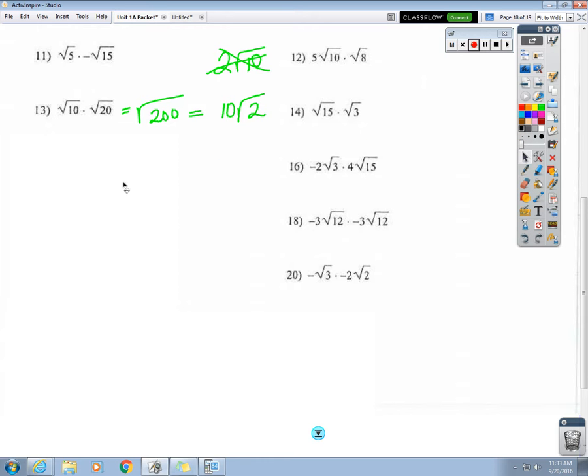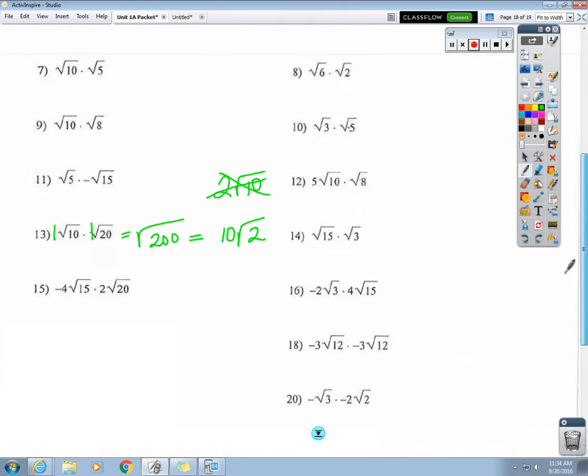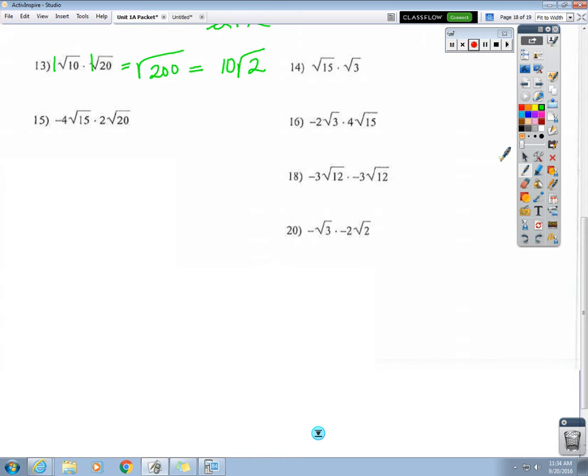Okay, number 15. Hey, number 15. Shh, we're almost done. Well, I'm almost done with my part. The first thing you do is you multiply the outside numbers. Negative 4 times 2 is negative 8. Square root of 15 times square root of 20 is the square root of what? 300. Now you have to factor tree 300. What numbers multiply to give you 300?